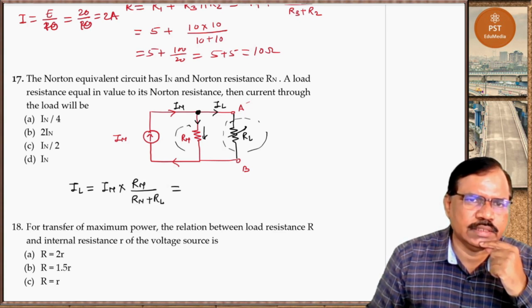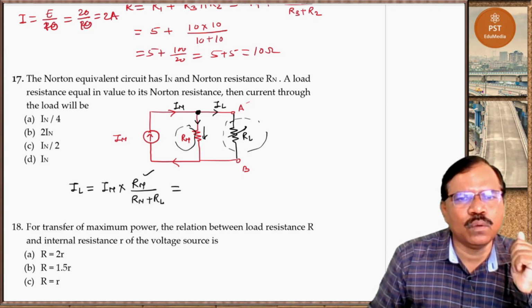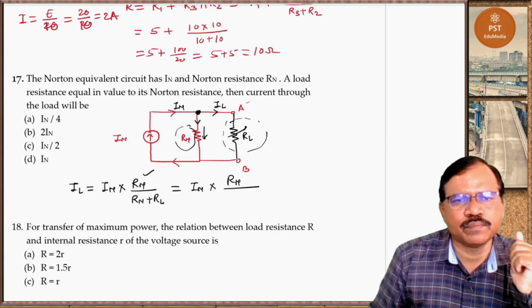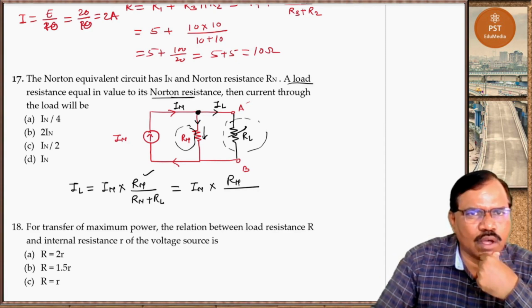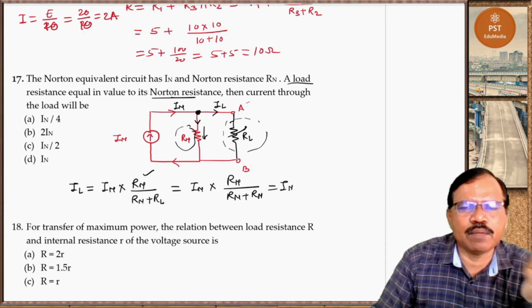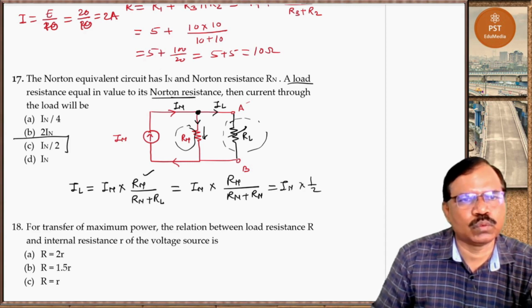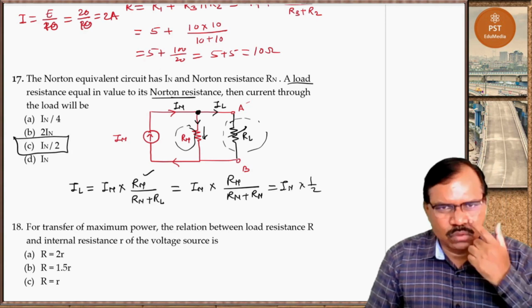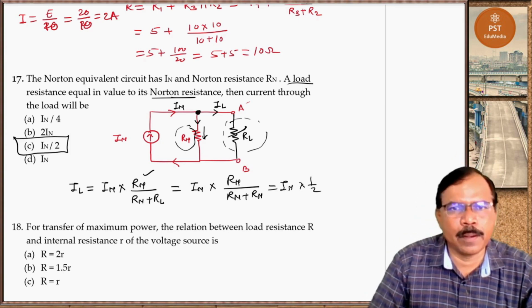We have to find the current through RL, so we have to use the parallel resistance here, and then upon Rn plus RL. Now here we have In into Rn upon Rn plus RL. Now the load resistance is equal to Norton's resistance, so it is Rn plus Rn. So we get In and Rn upon 2Rn, so we will get 1. So it is In by 2. So when load resistance is equal to Norton's resistance, half the current will go through the load resistance.